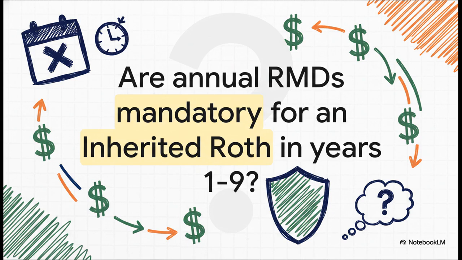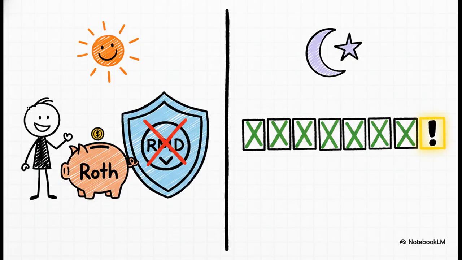We all know about the 10-year deadline. But for an inherited Roth IRA, are you also forced to take out a certain amount of money every single year in years 1 through 9? And here's the twist. The surprising answer is no.